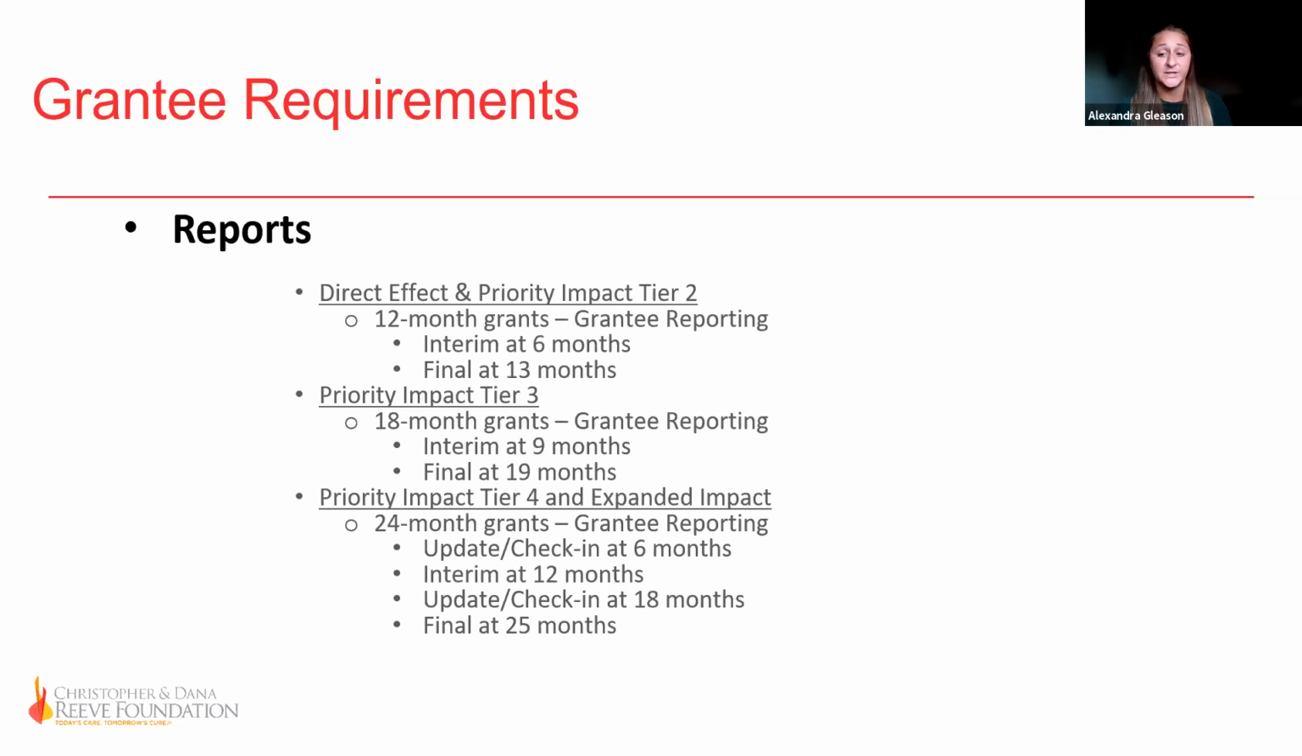The final report will also be due 1 month after the close of the grant period and will detail the project's progress, challenges, how those challenges were addressed, the project's impact, and final grant expenditures. For tier 4, we will have a couple of intermediate check-ins. They will just be asking how the program is going, making sure that everything's staying on track outside of the interim and final reports, just because that is a 24-month grant.